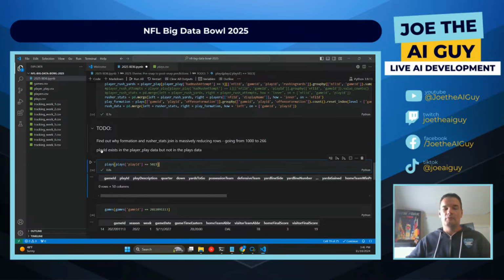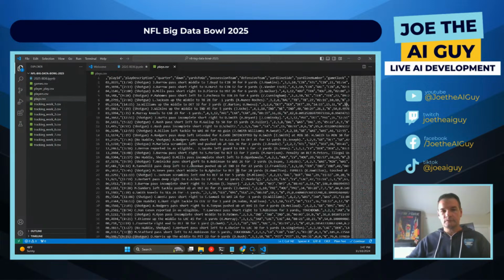And then what we had done is we'd figured out that the play ID exists for the player play data, but it's not in the plays data, which should have every single play that was run in there. So we had an instance of this open. What this does is this talks about the play ID here and the play description. But if you look, there are things that are seemingly skipped across these.